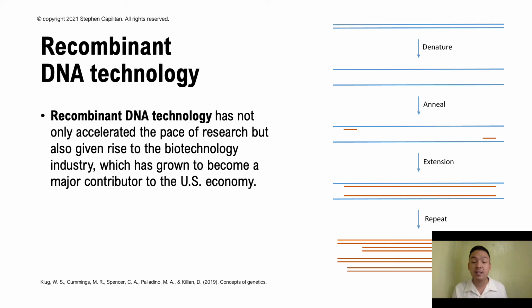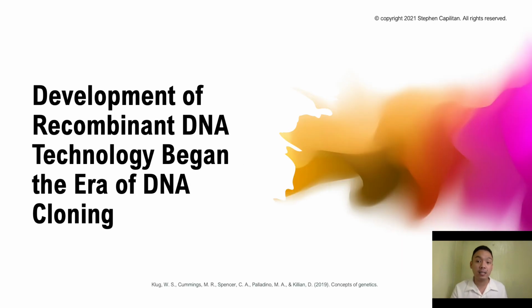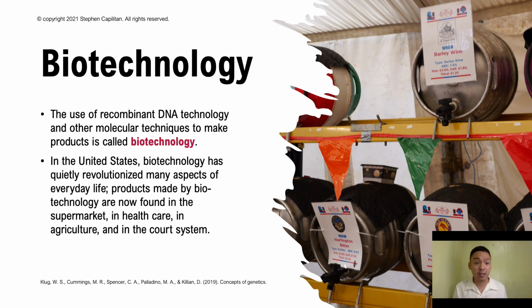And these three processes are then repeated to produce large amounts of new double-stranded DNA. And they will repeat and repeat. So we call it recombinant DNA technology. The development of recombinant DNA technology has emerged, and it has produced the development of biotechnology.